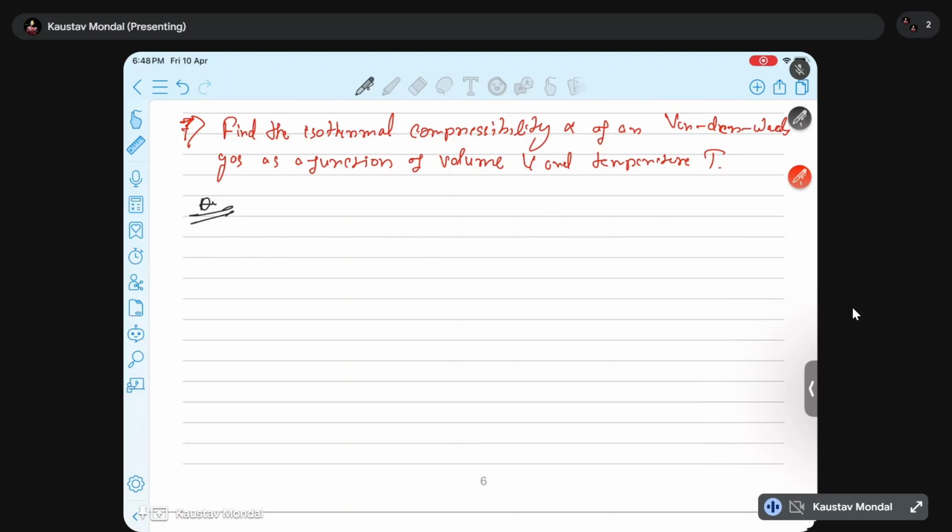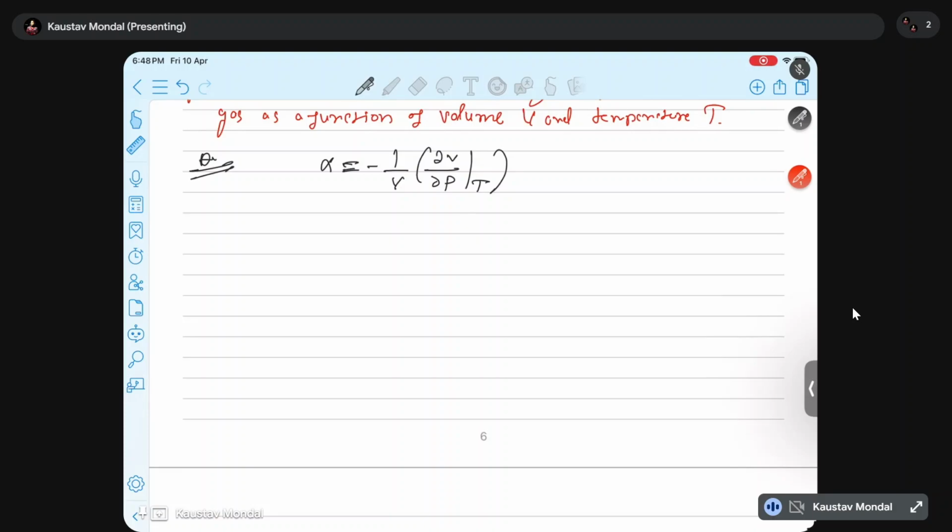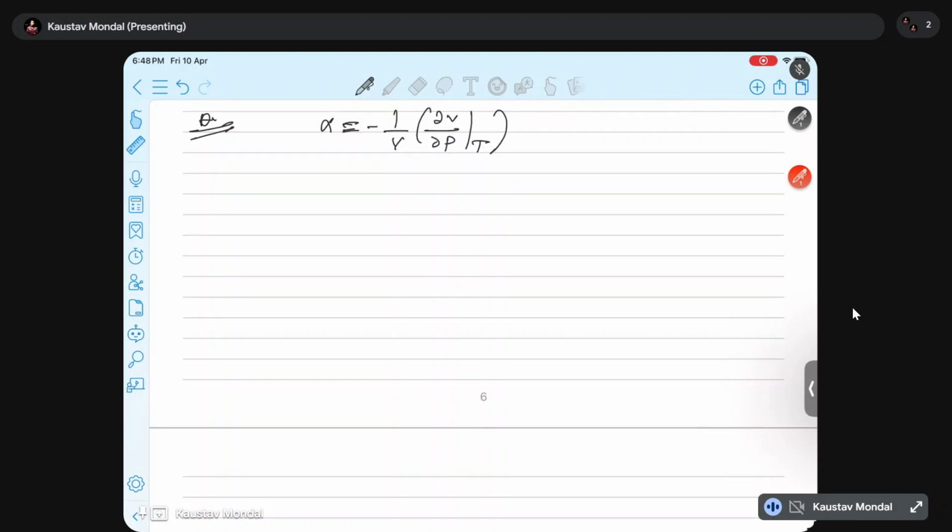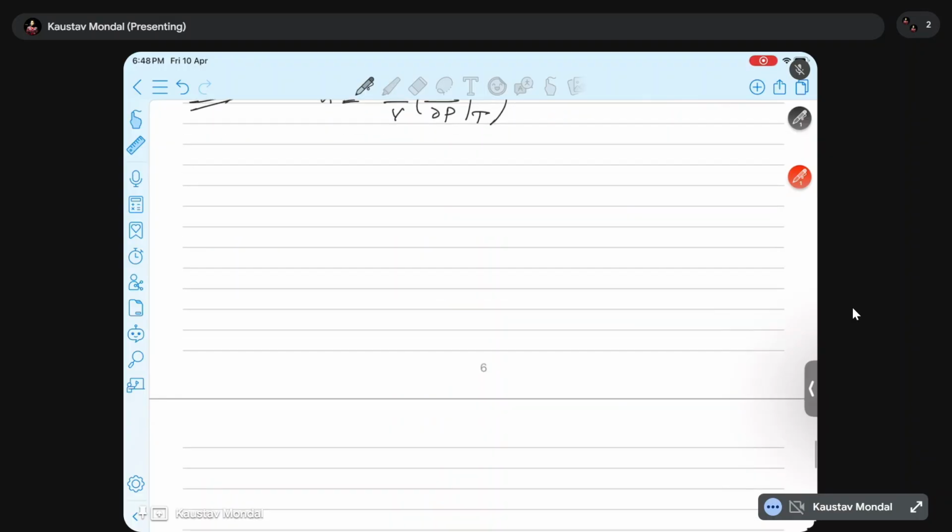So for a van der Waals gas, you have to find the alpha. Alpha we know is the isothermal compressibility expression. In differential format it is 1 by V into del V by del P at constant T. So now we have to compute first del V by del P, or del P by del V, whichever way you want.